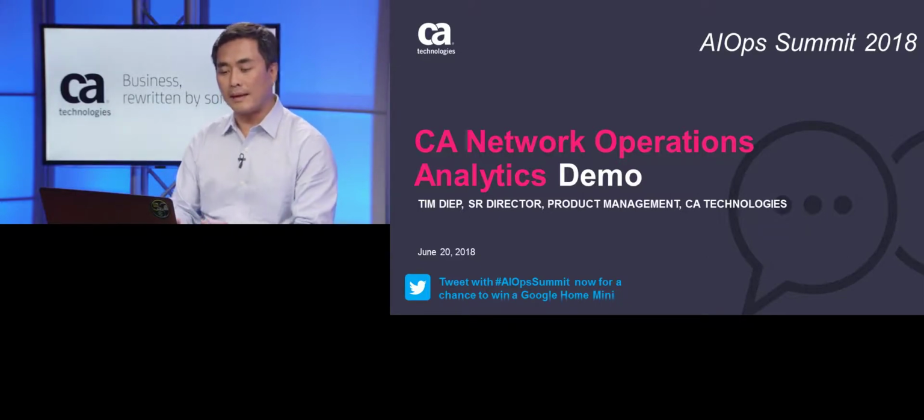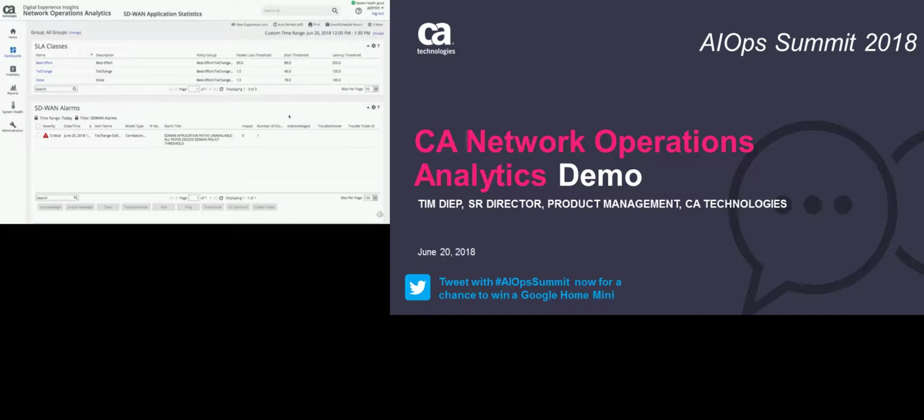So what you're seeing is our network operations analytics portal. This is an extension, part of DXI, and it includes fault management, performance management, flow analysis, packet analysis, and the new SD-WAN monitoring. In this one portal, you can see that we're already detecting that there's an alarm that popped up on the screen that shows that there's a problem with text exchange.